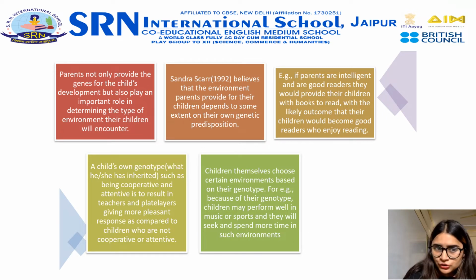A child's own genotype, what he or she has inherited, such as being cooperative and attentive, is likely to result in teachers and parents giving a more pleasant response as compared to children who are not cooperative or attentive. Children themselves choose certain environments based on their genotype. For example, because of their genotype, children may perform well in music or sports and they will seek and spend more time in such environments.